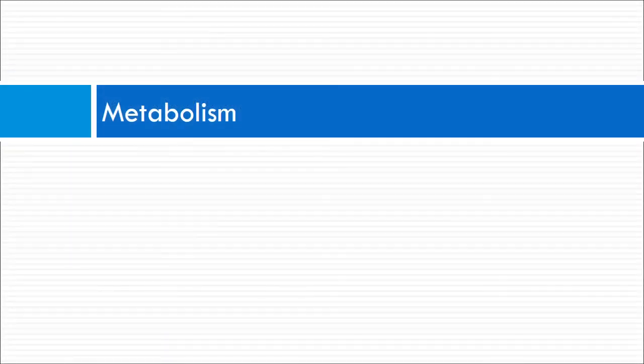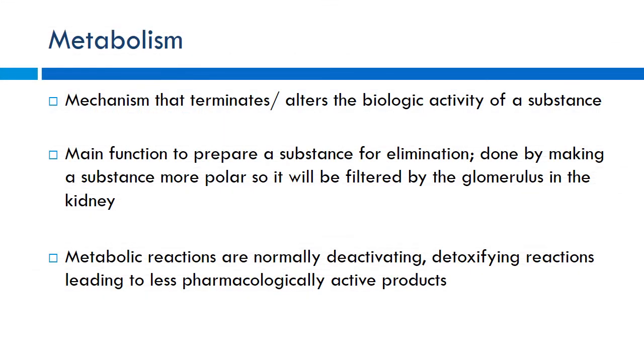All right, so then looking at metabolism, let's see how these drugs actually get broken down. Essentially, metabolism is the mechanism that's going to terminate or alter the biologic activity of a substance. The main function here is that we want to make drugs typically more water soluble. The more water soluble they are, the more likely they are to be excreted by the kidneys. Because again, the filtrate in the kidneys is primarily water. We want the drug to be very soluble in water, so that way it can get spit out in the urine, and then the drug's gone, right?